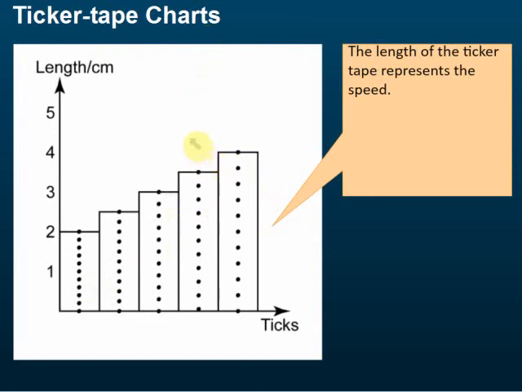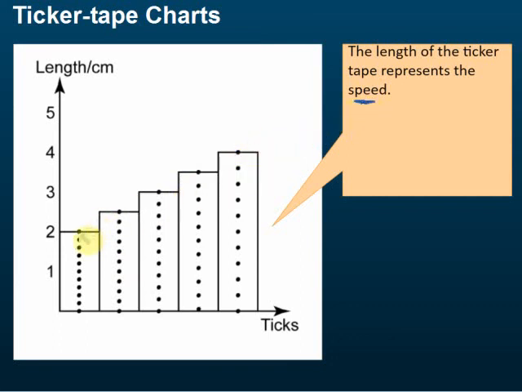Okay, a very, very important thing for you to know about a ticker tape chart is the length of this ticker tape represents speed, not distance. Because a lot of students think, oh, the length represents the distance. But for the ticker tape chart, because the number of ticks are the same, the length represents the speed.